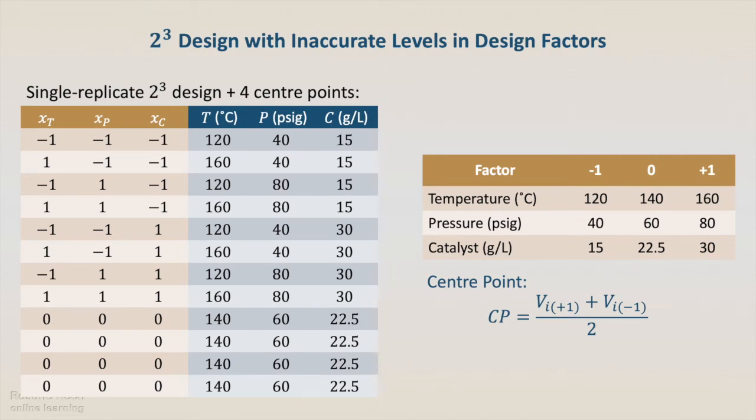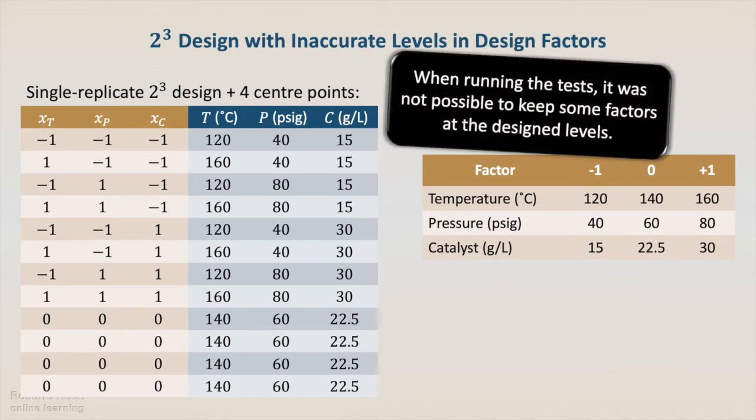However, there is a problem. When running the tests, it was not possible to keep some factors at the design levels. Sometimes it is difficult to reach and hold the precise factor levels required in the design. Usually, small differences are not important, but large ones can hinder the analysis. In these cases, the regression model approach can be successfully used to analyze the results of experiments with fluctuating factor levels.